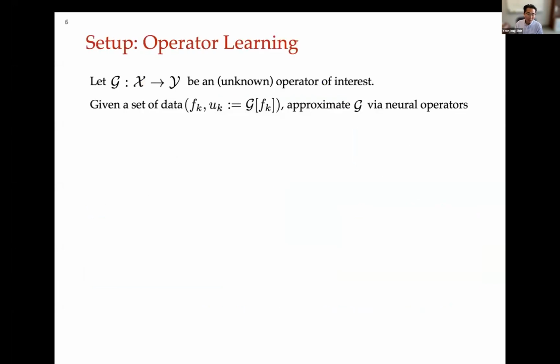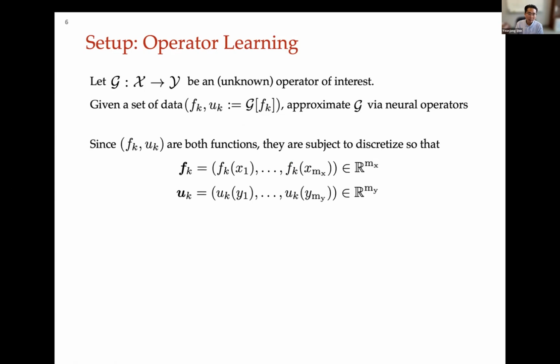So here is the setup of operator learning. Suppose G is our operator of interest. Here, X and Y are ideally infinite dimensional function spaces. And we get a collection of data so that f_k is a function belonging to X and u_k is the corresponding output through the operator G.